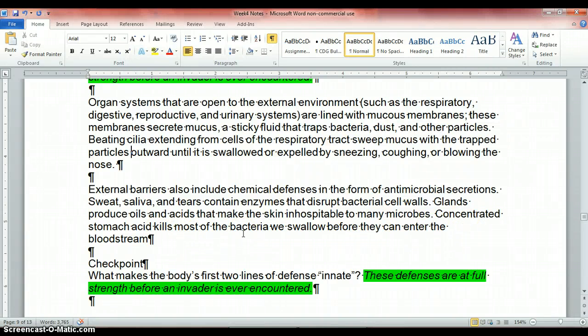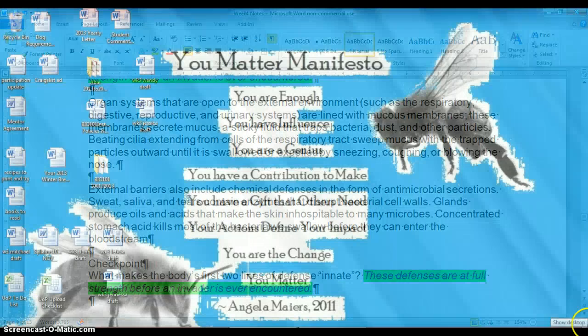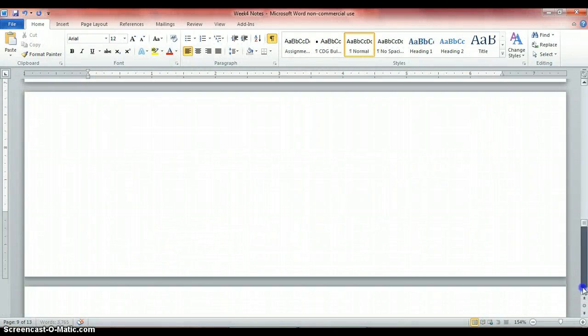Concentrated stomach acid kills most of the bacteria we swallow before they can enter the blood stream. Think about this anytime you hear about the Komodo dragon. Is that right? I think it's right. Any of those different species where the bite is not poisonous, but the bacteria in the mouth causes the bite to be poisonous. Or you'll hear about a dog's mouth being cleaner than ours because of the bacteria it's able to kill off. Same concept, right?